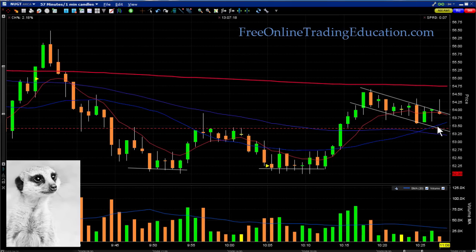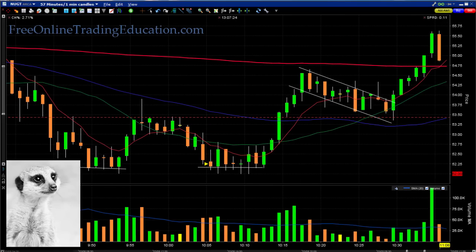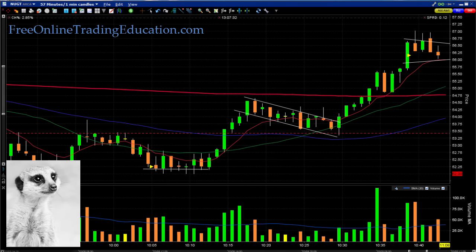It's formed a bull flag, ready for the breakout, and boom, there it goes. I did get in that one, and then it snapped down over 1% and got me out. That's a trade I want to talk about here today. And now we're going to sit up here.